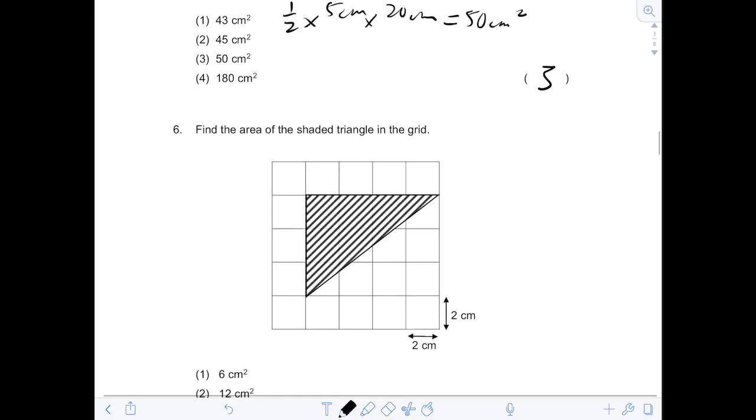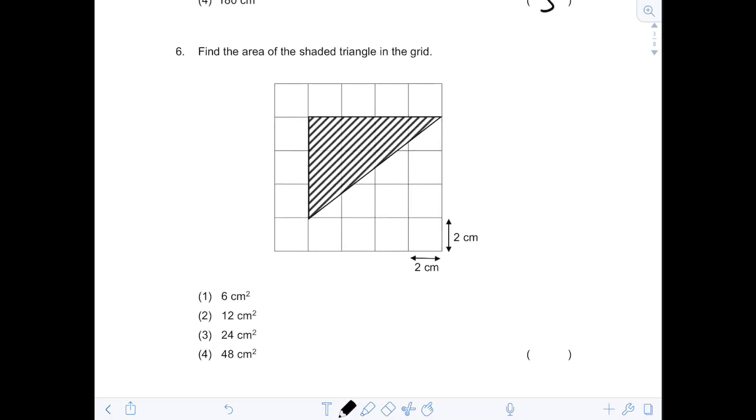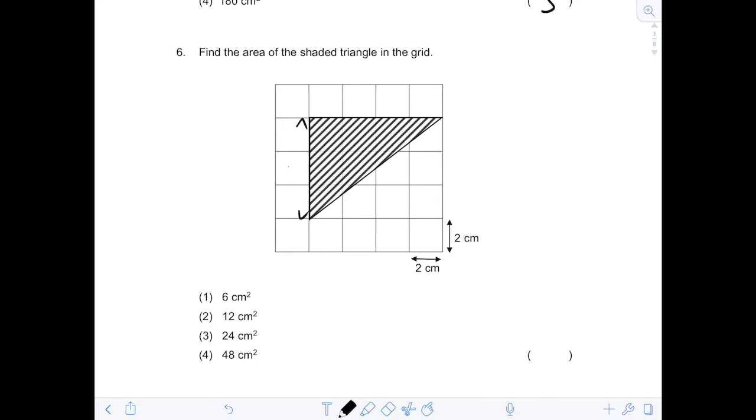Find the area of these shaded ones. Each one is 2 cm. Here to here has to be 6 cm. And this one is 8 cm. So how to find the area? Just take half. You just know that this is the right angle here, which means these are the two lines that you have to be looking at. Half times 8 times 6 will therefore be 24 square cm.